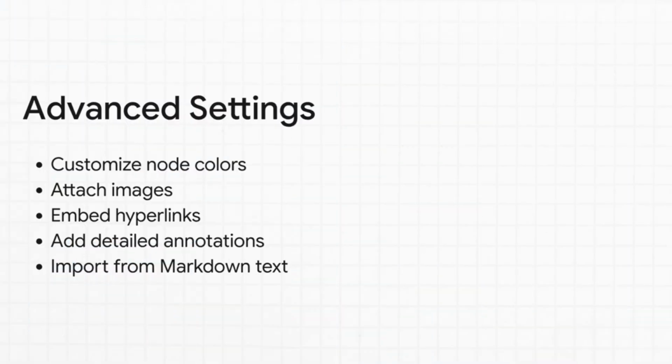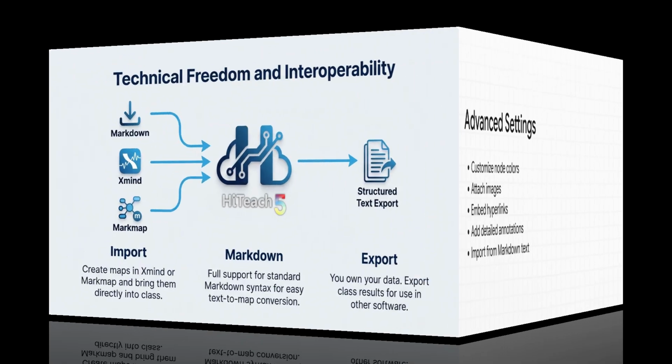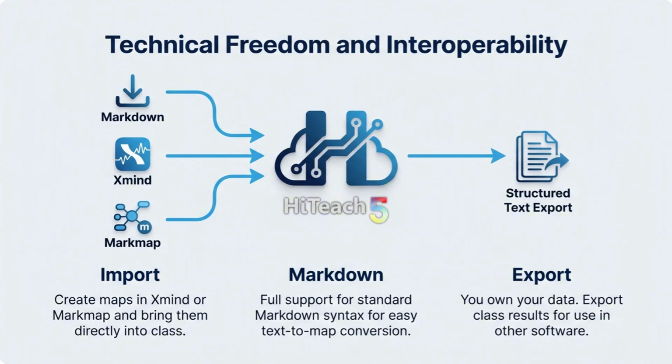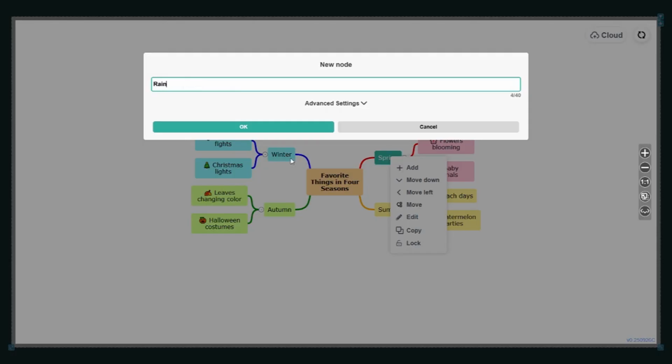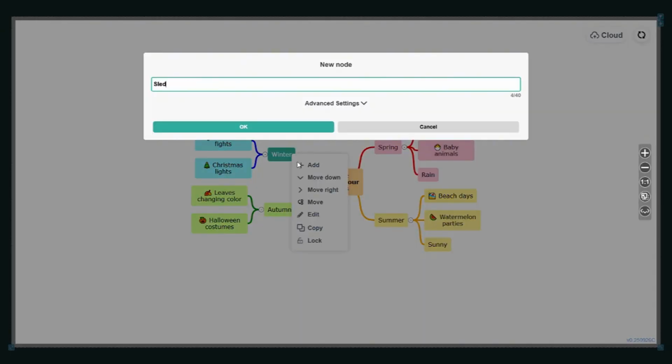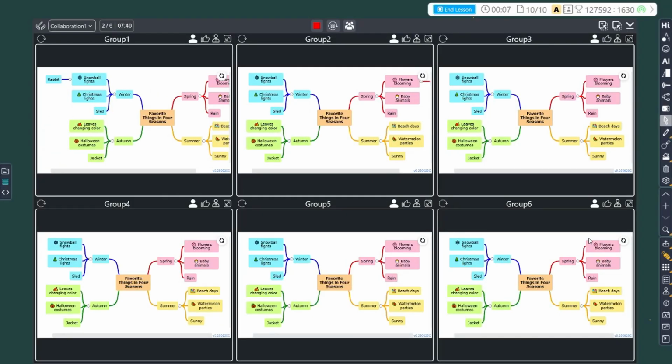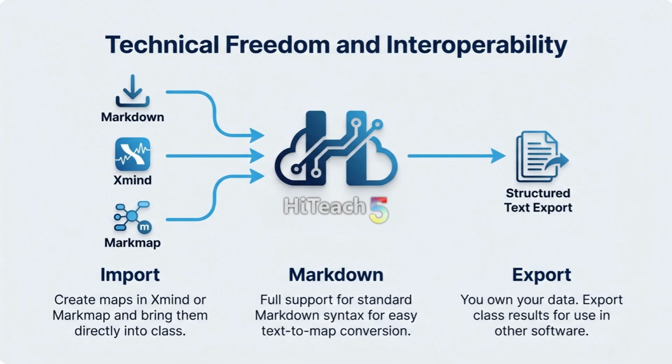But here's where it gets really fun, because a mind map is way more than just text bubbles, right? You can color code your themes to make things clearer, pop in images to make concepts really stick, or even embed a hyperlink to a research source. Students can add detailed notes, and you can even import a whole outline directly from Markdown. It basically turns a simple diagram into this rich multimedia resource hub.